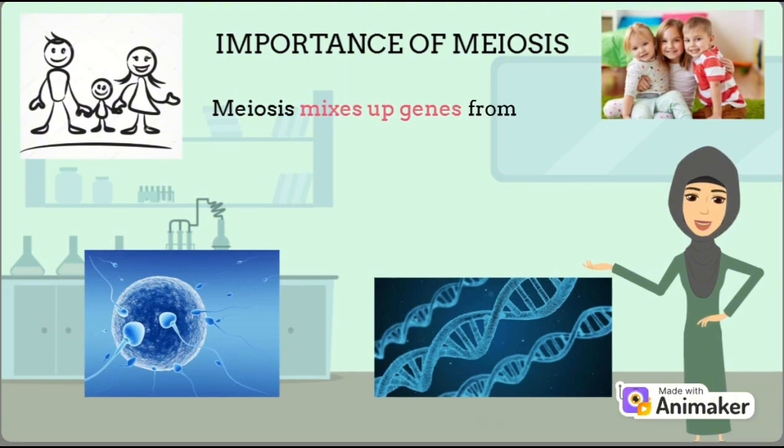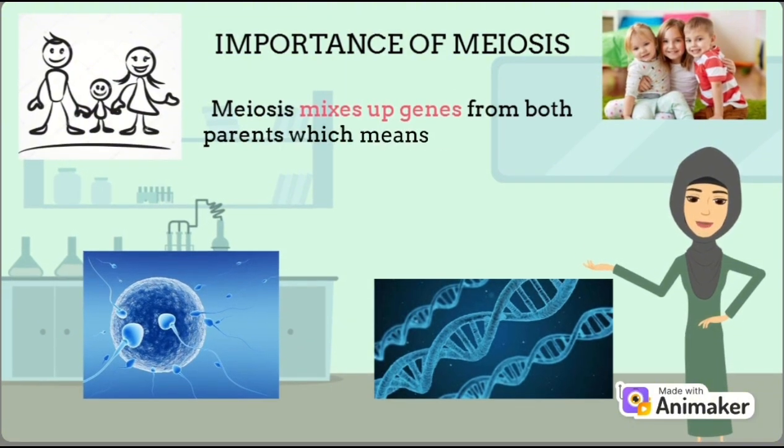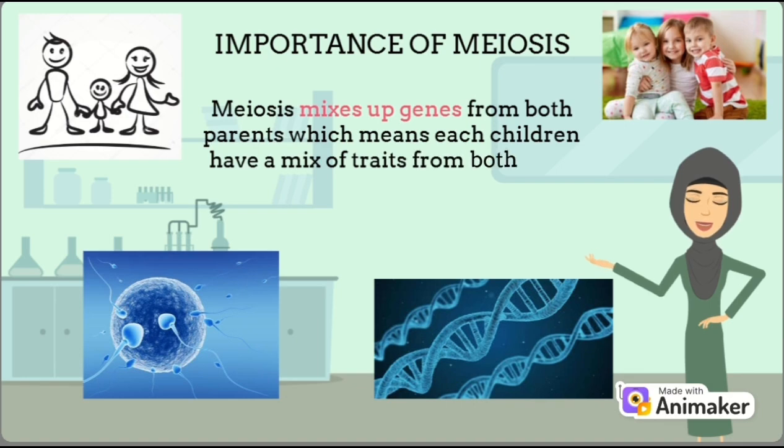Secondly, it creates genetic diversity. Meiosis mixes up genes from both parents, which means each child has a mix of traits from both their mom and dad, which helps species adapt to changing environments.